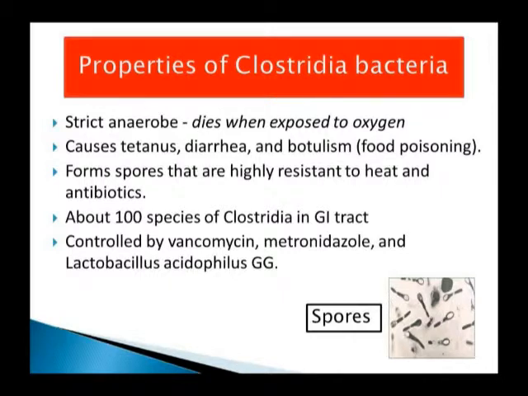Well, if we focus again on Clostridia, as I mentioned before, it's a strict anaerobe, so it dies when it's exposed to oxygen. There's all different kinds of Clostridia. Tetanus is a Clostridia bacteria. Botulism is a Clostridia bacteria. The other problem with Clostridia is it forms spores. And these spores are very difficult to eradicate. And they now know that there could be upwards of 100 species or so of Clostridia in the digestive tract. Not all of them are pathogenic, but there's a lot of these guys.